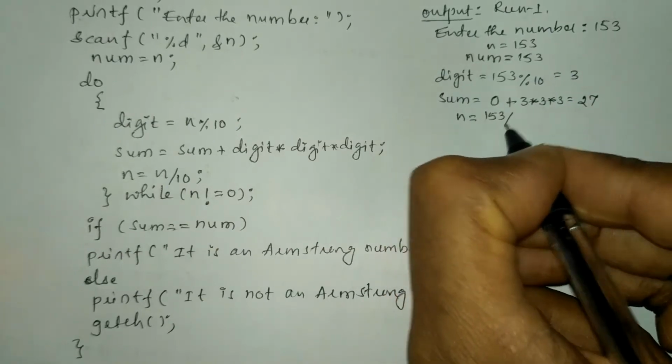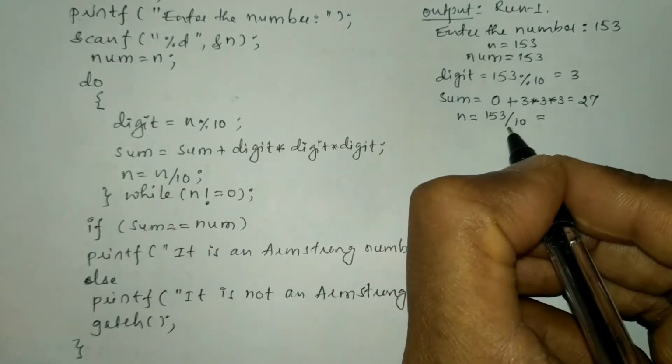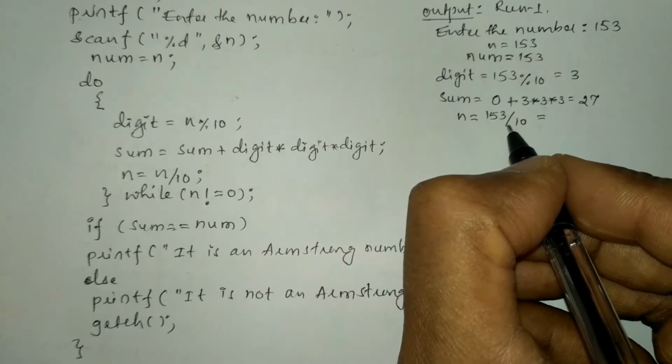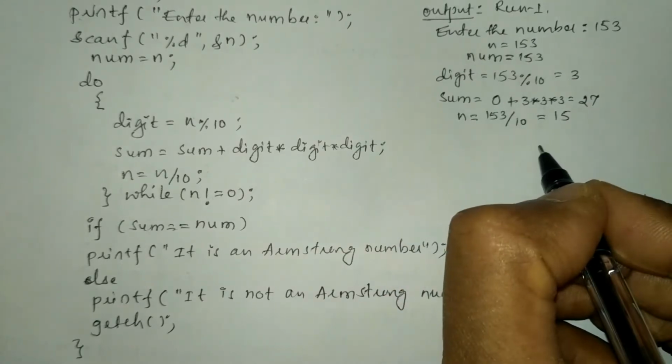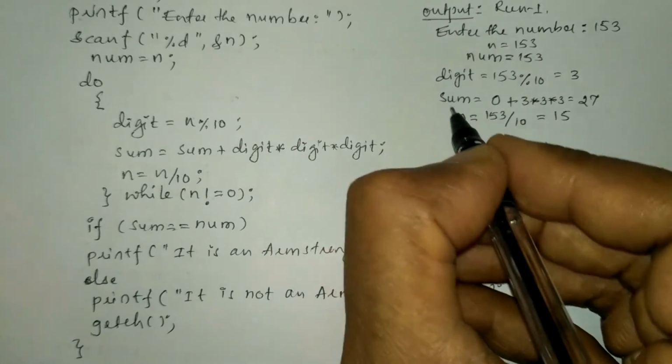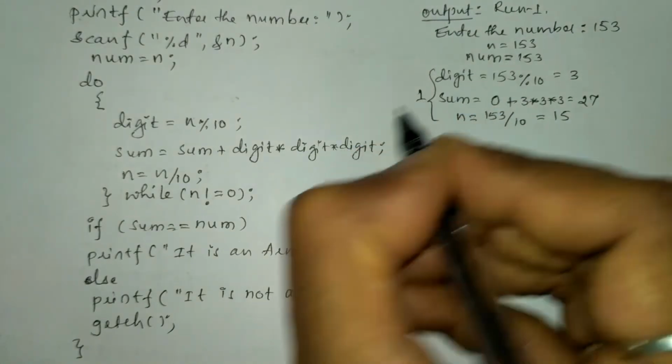Now the third statement is n is equal to n integer division by 10, that is 153 integer division by 10. So whenever we use integer division, it always returns us the quotient. 10 ones are 10, 15 tens are 150. So it is going to return 15, right? Yes. So the first iteration is over.